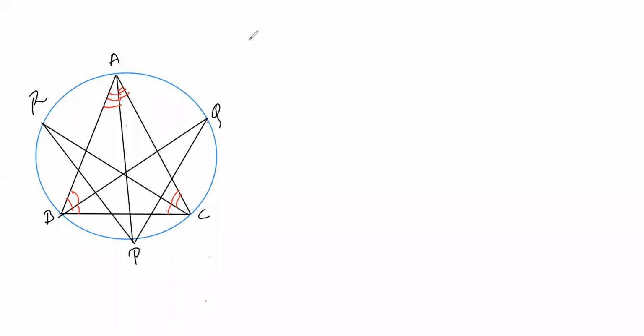So guys, in this figure, angle BAC is equal to 56 degrees. Angle ABC is equal to 64 degrees. Fine. So find angle QPR.